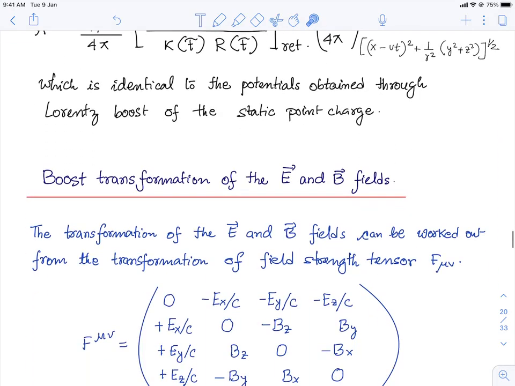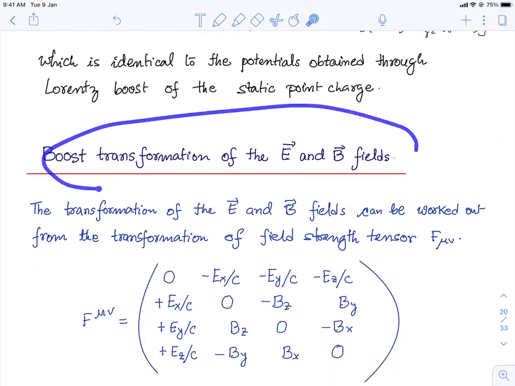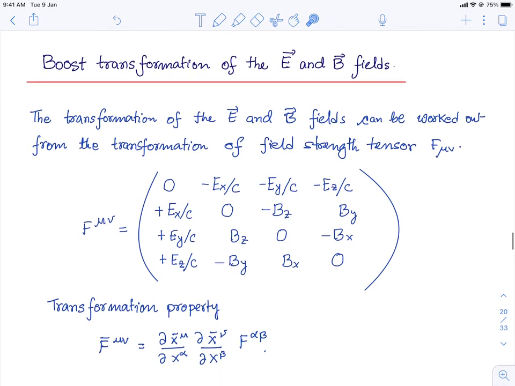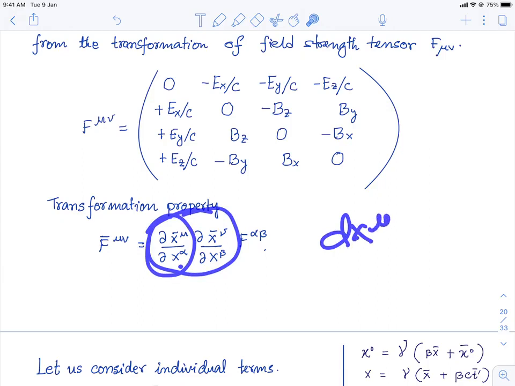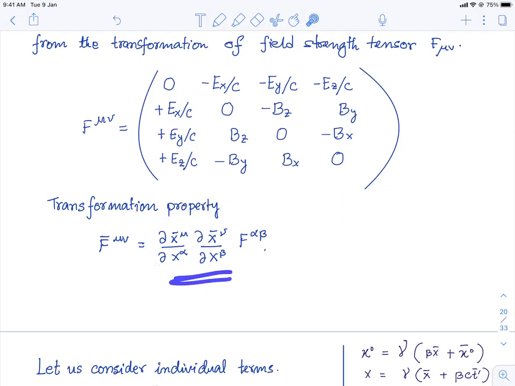Very good. Now let us consider the boost transformation for the electric and magnetic fields. That is also easy to do, because we know how a (2,0) tensor or a (0,2) tensor transforms. So this is exactly the transformation property, if you remember. These are the factors that you get from how the infinitesimals transform, and that way you can just figure out what these factors are.